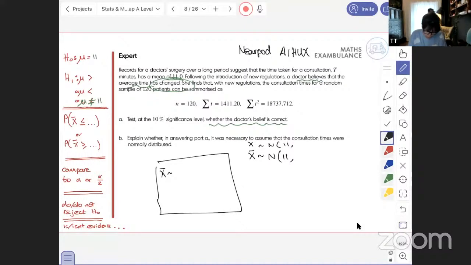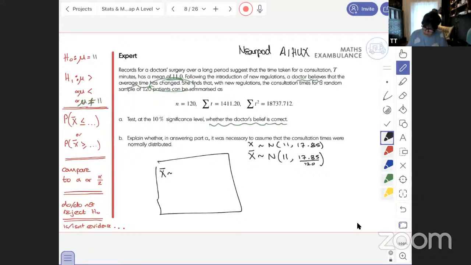18737.712 divided by 120 minus the mean squared, which is (1411.2 divided by 120) squared, equals 17.85. So that is the population, and this is the means of the samples of size 120.